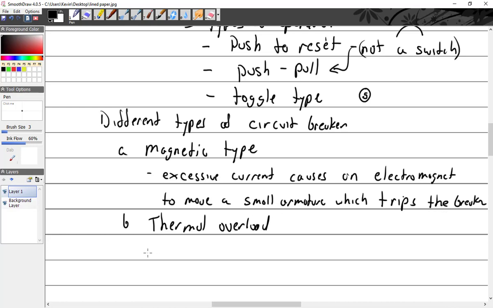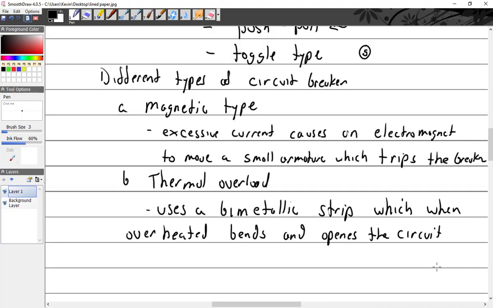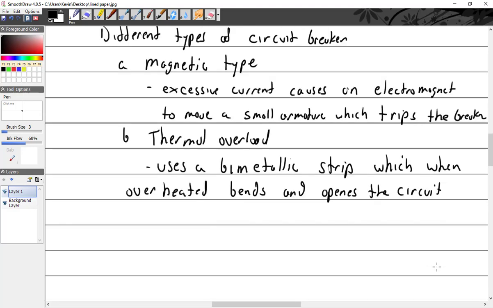The thermal type uses a bimetallic strip, which, when overheated, bends and opens the circuit. There's also a thing called a trip-free circuit breaker.